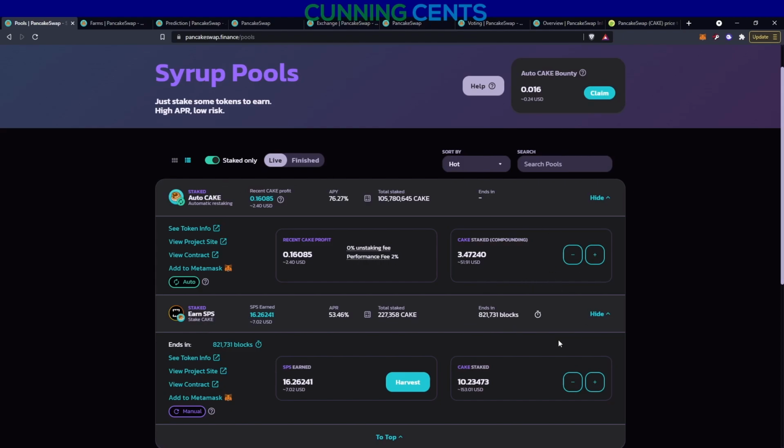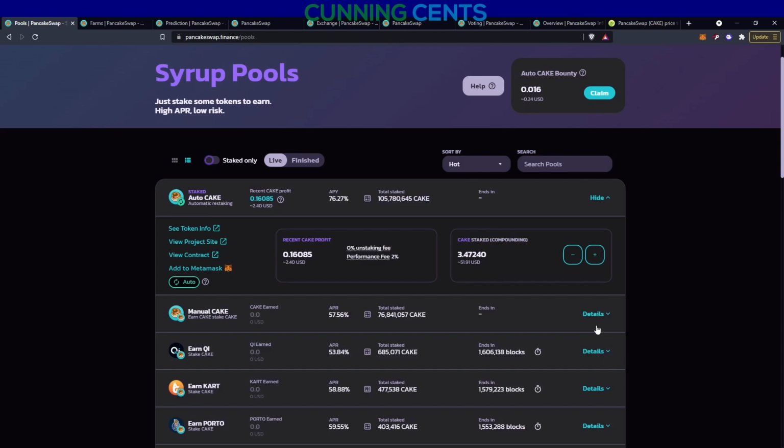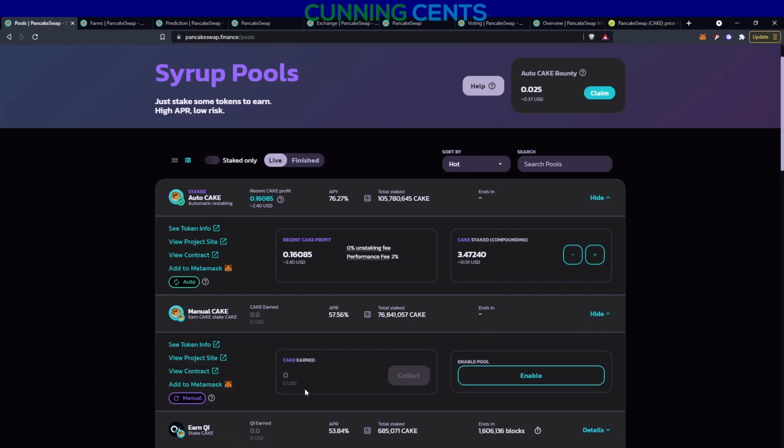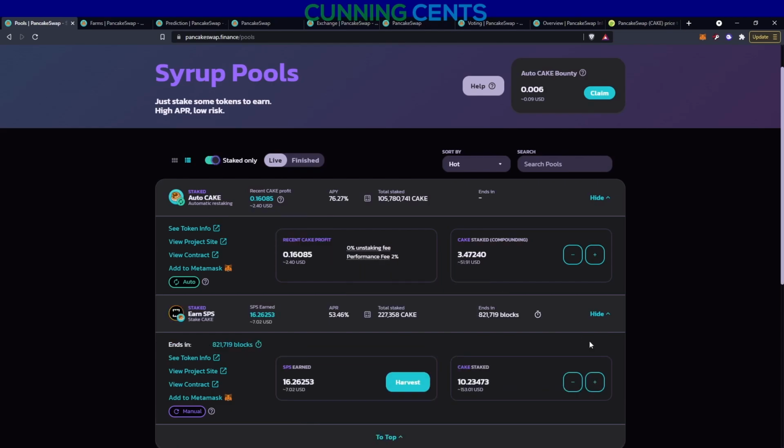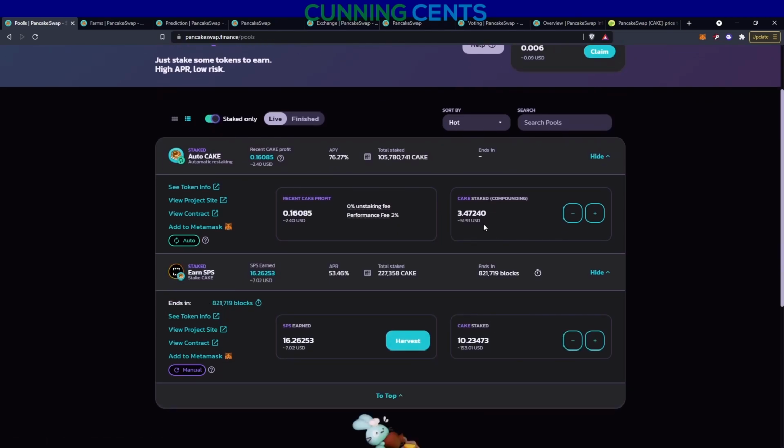So the biggest difference between the two, and it's the same with manual cake. Manual cake, you have to compound it on your own, or you can collect it. Sometimes I'll stick some in here just to collect to spend randomly, like on the prediction or the lottery. But mostly auto cake is what I do. But the most notable difference between just the cake ones and the other ones is that it has an end date.